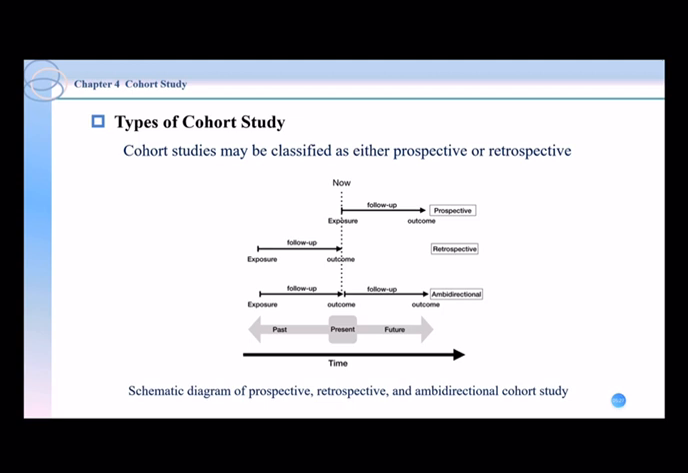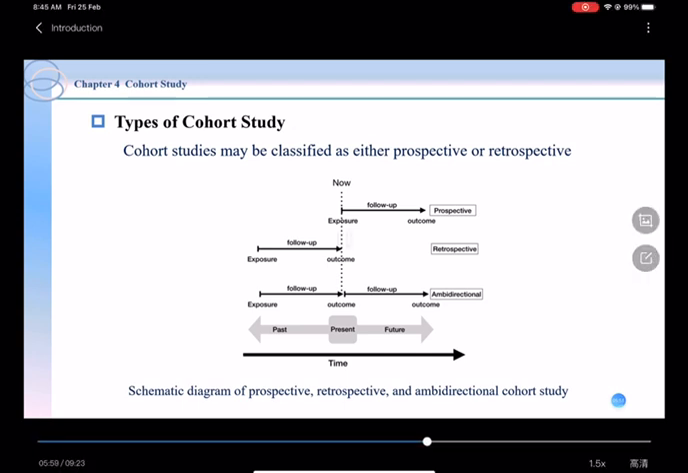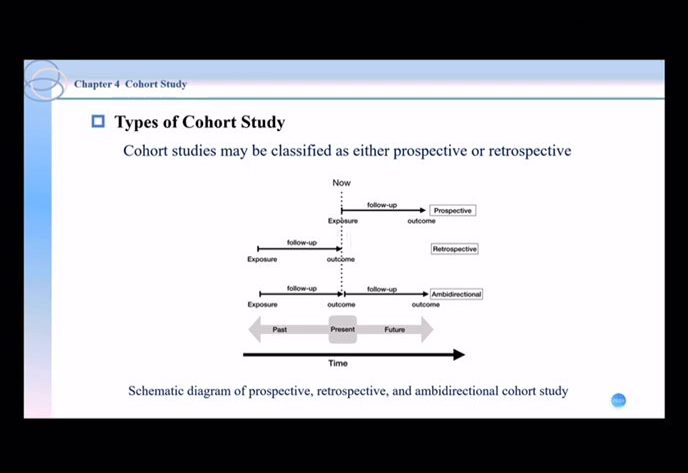In a prospective study, we start with the exposure status, which means we know their exposure status at the beginning, but we don't know their disease outcome. So we follow them up for a certain time and compare the disease incidence between these two groups. When we say retrospective, it means when we start the study, we already know both their exposure status and outcome status. The third one, the bidirectional cohort study, as I said, combines both: we follow up prospectively, and we also use already existing data to do a retrospective study.